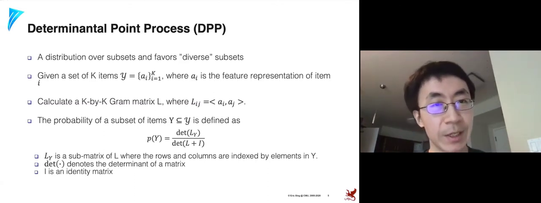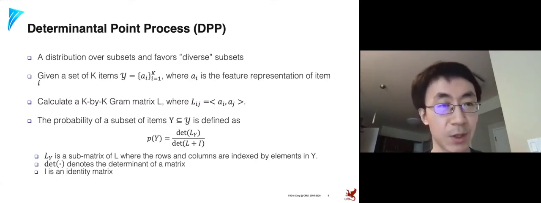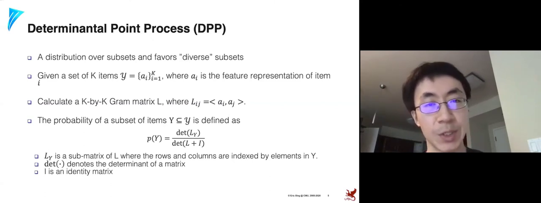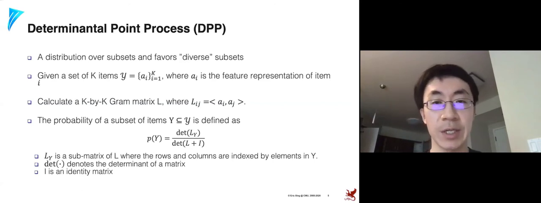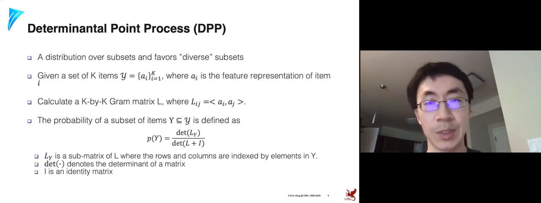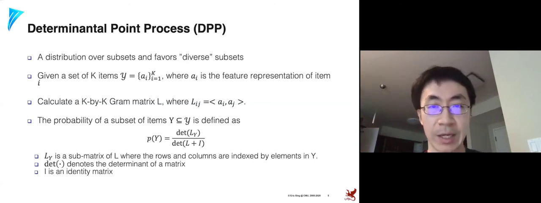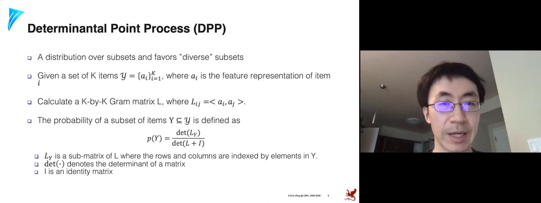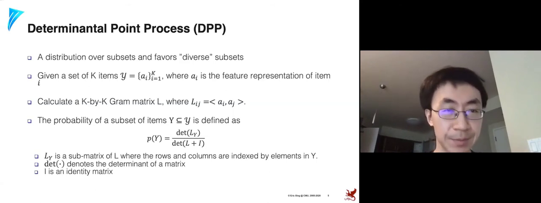So how can we define a DPP over the subsets? The procedure is as follows. We first calculate a k by k gram matrix L, where Lij is the inner product between item i and item j. The inner product, as you know, measures the correlation or similarity between the two items, right? So we calculate this similarity between every pair of items in this set and get this k by k matrix.